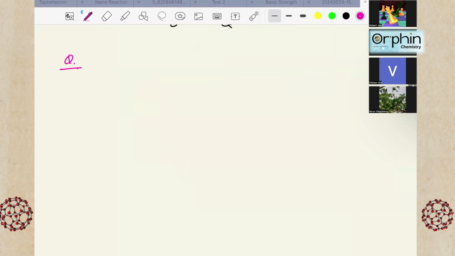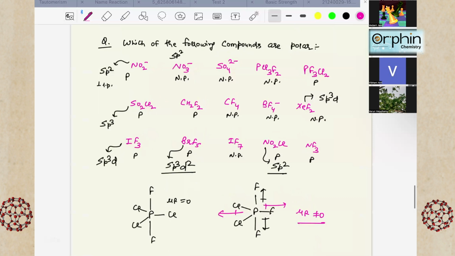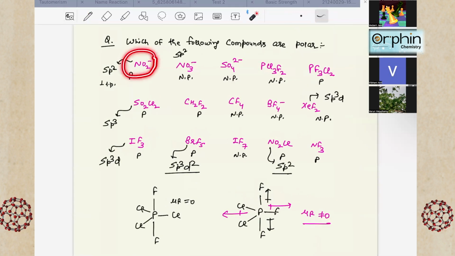So whenever 3 atoms are there, in this case, we do not need to check here. It will always be planar, right? It will always be planar. So whenever there are 3 atoms, it will always be planar. For more than 3 atoms, we have to check.